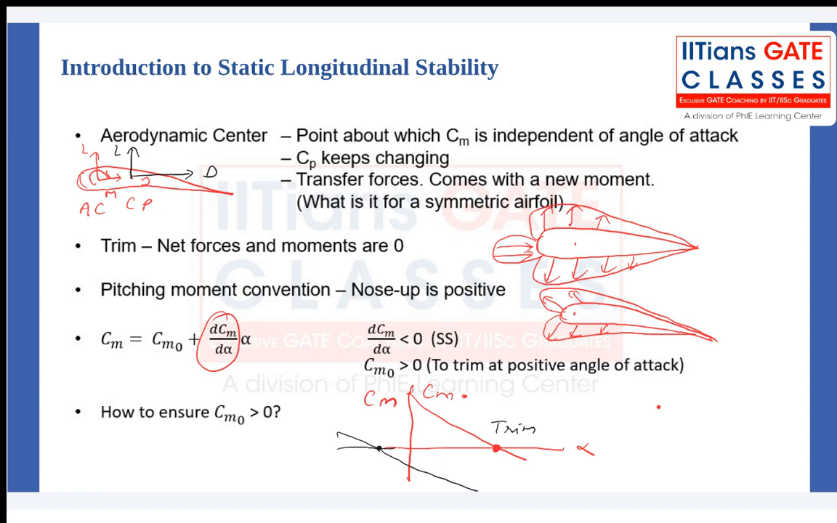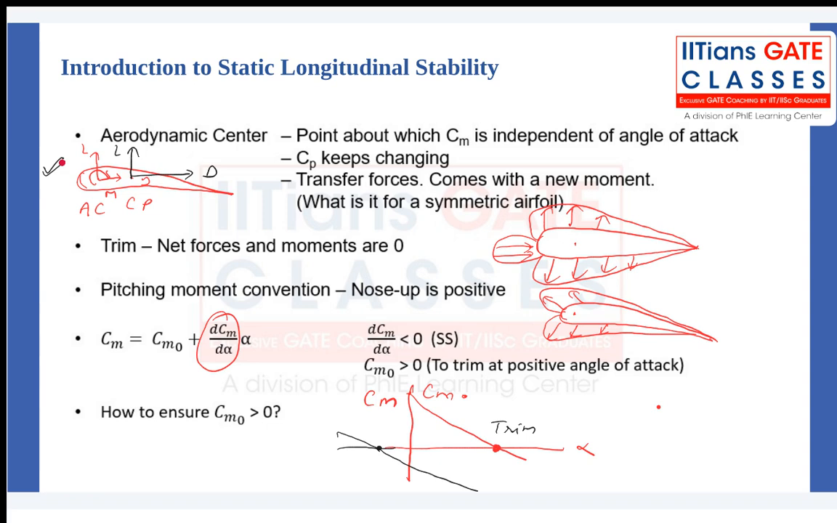Now, how do we ensure CM naught greater than zero? What are the different ways in which we can have a positive CM naught? According to this figure that I drew here, if it's a positively cambered airfoil, your CM at the AC is inherently negative. And almost always we use a positively cambered airfoil for the wing, correct? If CP is behind AC, your CM naught is always negative. Is that clear for everyone?